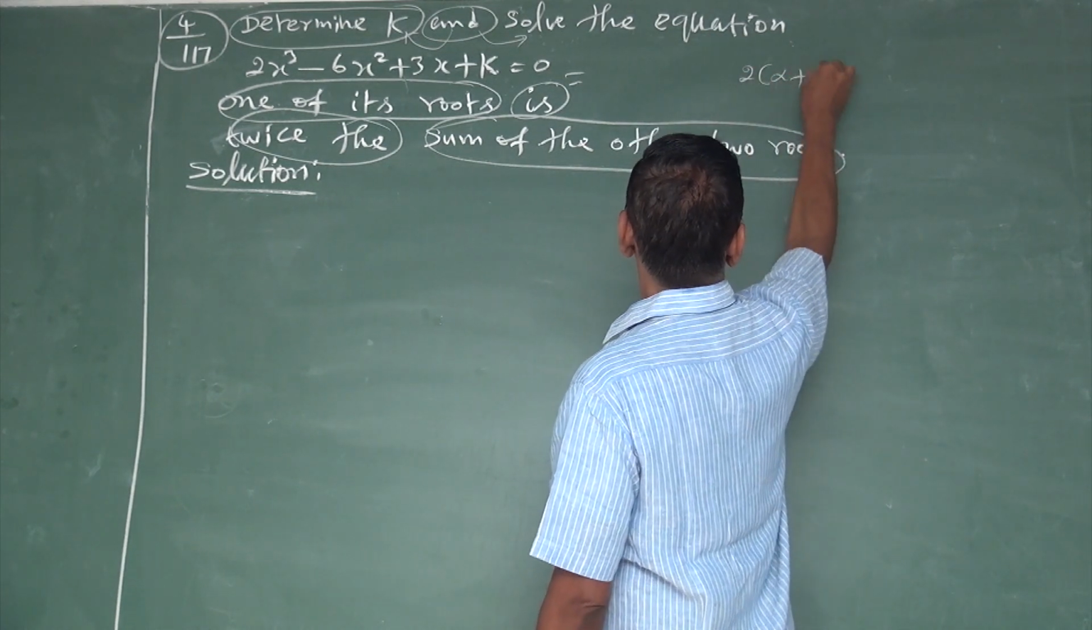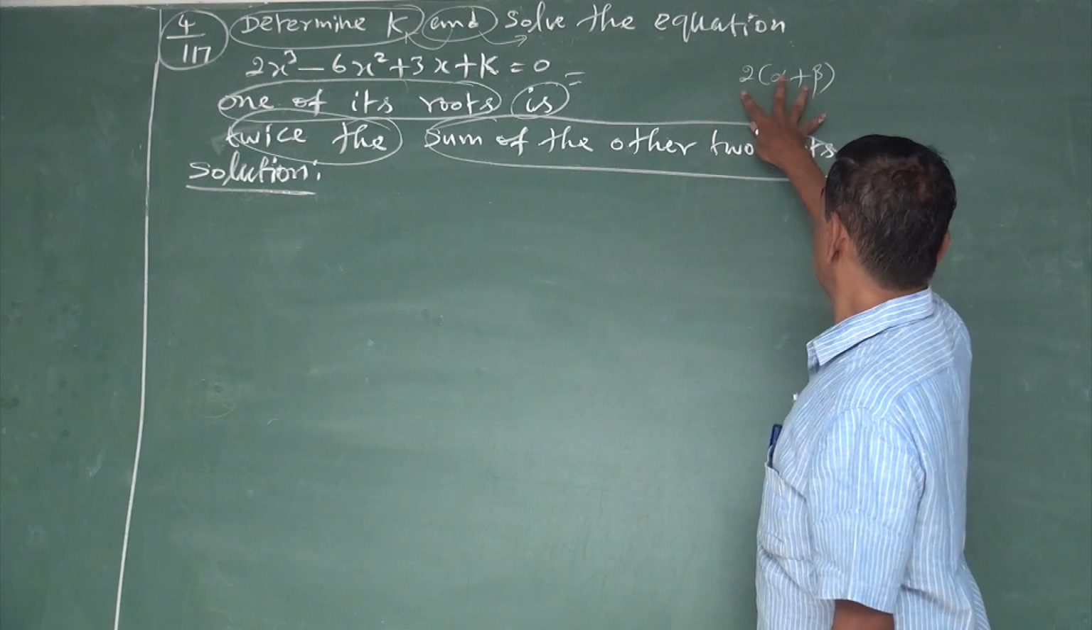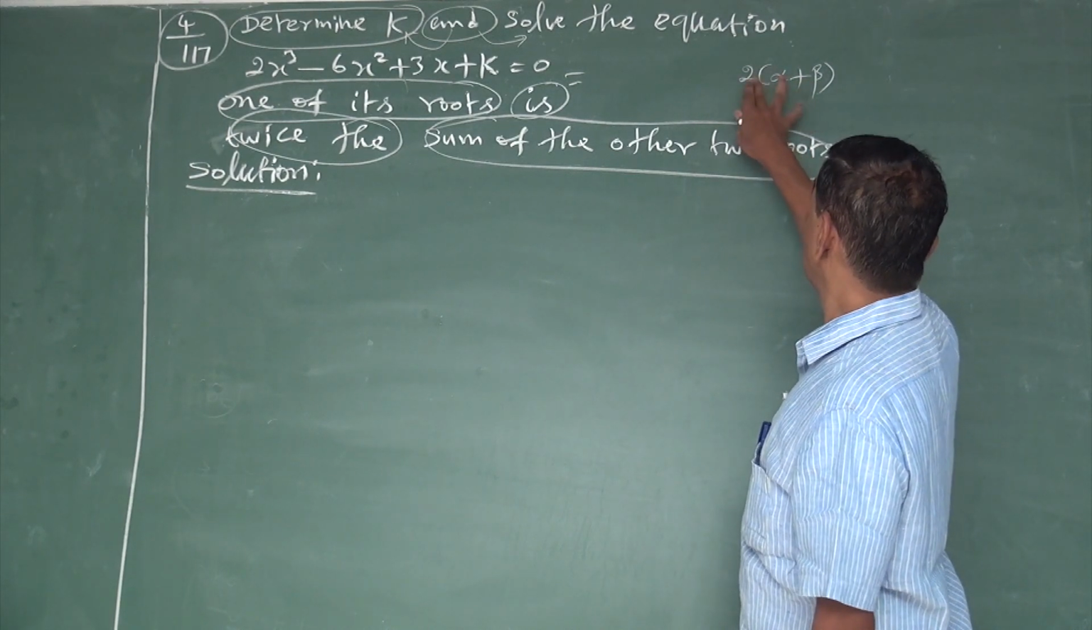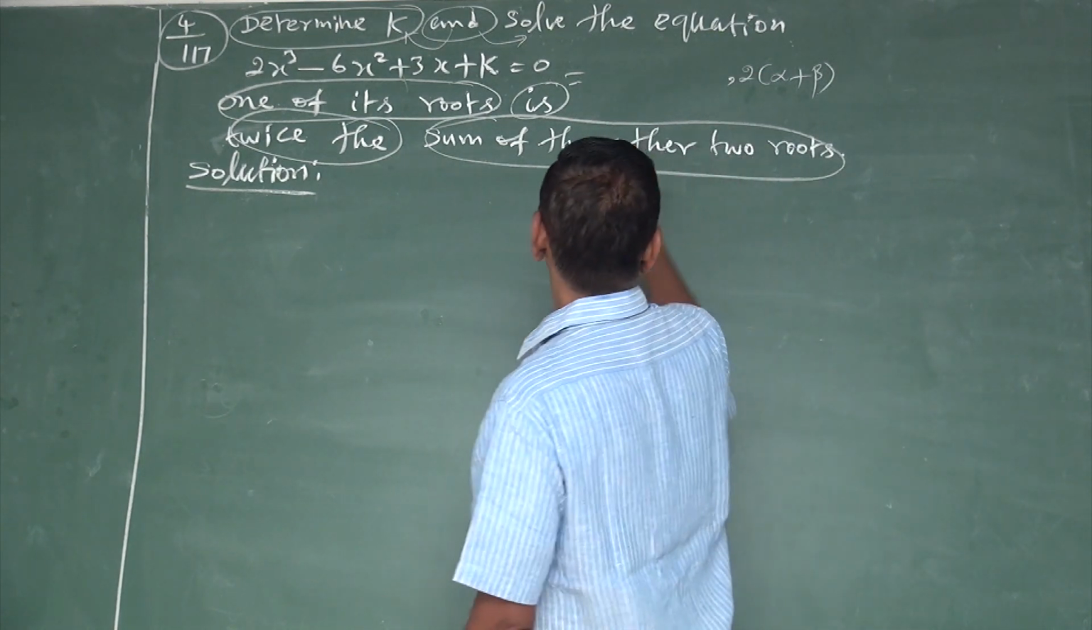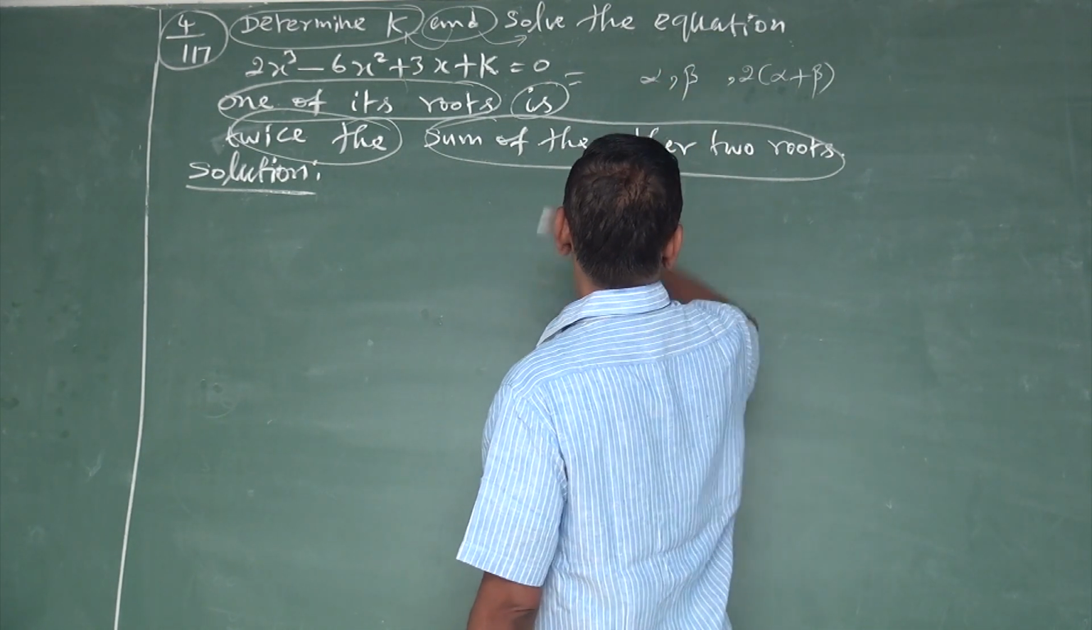So twice of alpha plus beta. Listen, one of the roots is twice the sum of the other 2 roots. Can you tell me what the other 2 roots are? Good. Alpha comma beta. Now listen to the technique.